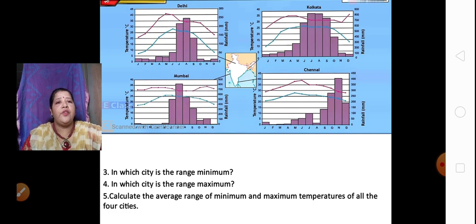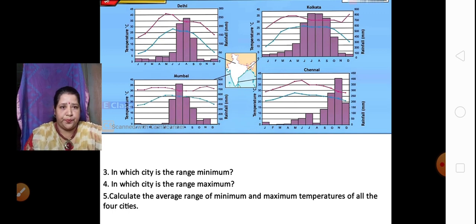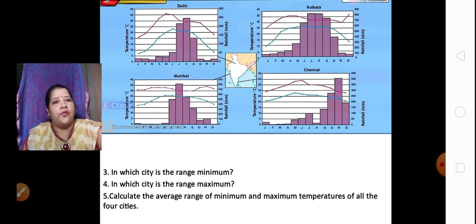In the next part we have the 4 cities of India: Delhi, Kolkata, Mumbai, Chennai. All are the 4 main cities of India. So here we are going to learn about the average annual rainfall in these 4 cities as well as the temperature in these 4 cities with the help of this graph. And let's answer some of the questions which are stated down along with the graph.